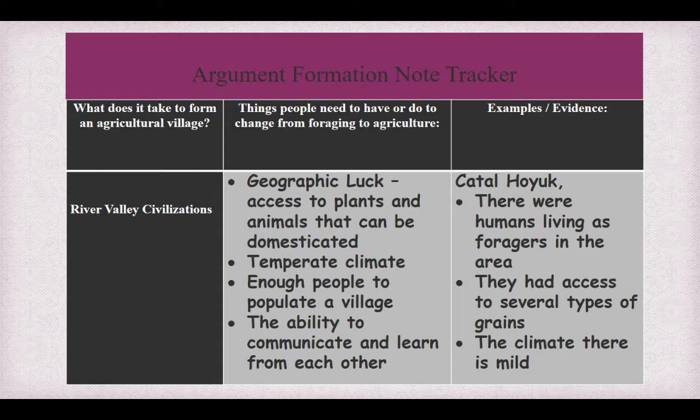This style of note-taking, the argument formation note tracker, we will be using throughout this unit. So if you have any questions on this format, our answer to the driving question, the examples of ideas and concepts that we talked about in class, and then a piece of evidence to support our opinion over here, please let me know so I can go over it with you, as again, we will be using this format throughout this unit, and we'll go more in depth specifically for this unit on Thursday.